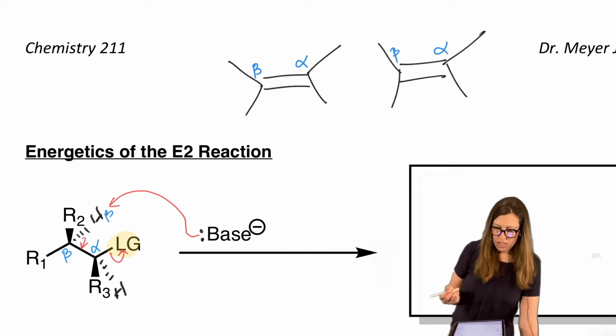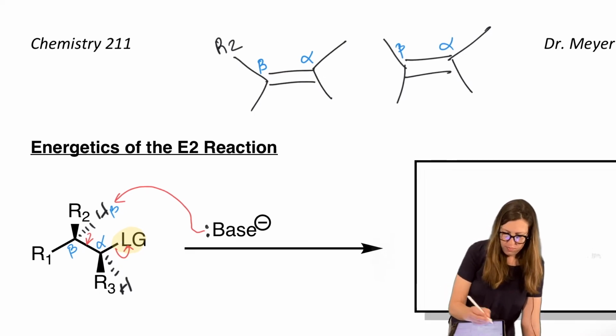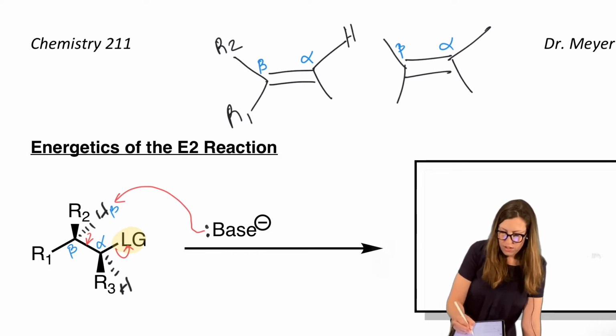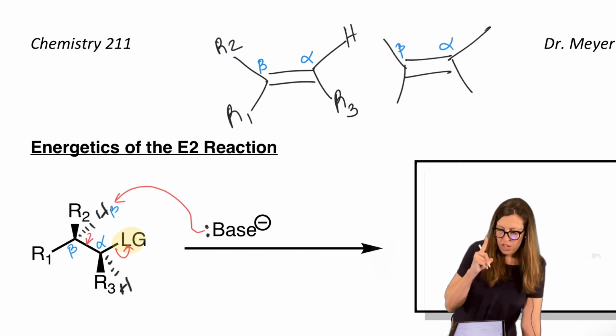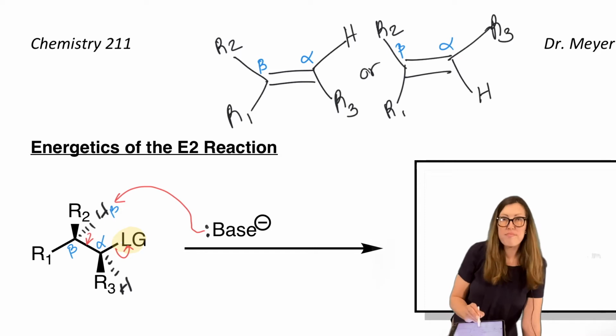So on beta, the H is gone. So I have R2. I also have R1. And on the other side, the alpha carbon lost its leaving group. So I only have an H left and an R3. But notice, what if I had done this instead? R1. Instead of putting the H on the top, I put it down here and the R3 here. These are not the same.